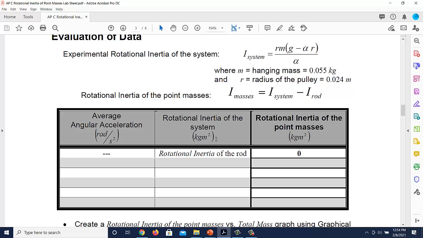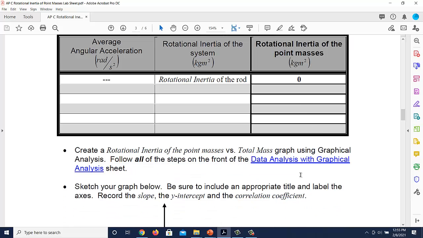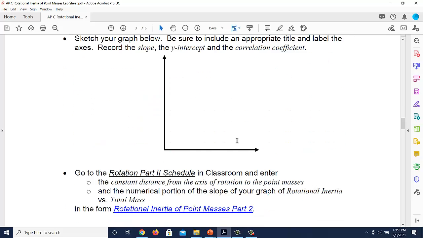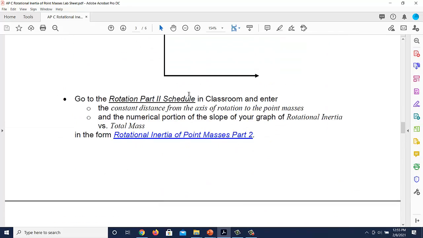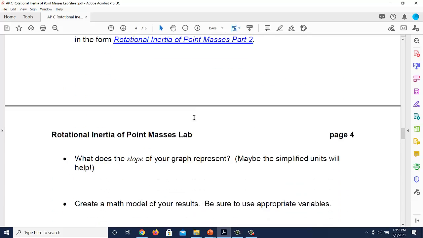But I don't want to know the system. I want to know the rotational inertia of the point masses. So what do I have to do? Subtract off the rotational inertia of the rod. With me? That you found in part 1. So whatever you calculate here, you'll subtract off the rod, and that's what you'll get. And then we're just left with the point masses. Clever, isn't it? I didn't make it up, but it works. And you're going to do a graph and math models and all that kind of stuff. At one point, you're going to go onto the schedule doc and open up a Google Doc and put in a couple of things so we can gather everybody's info.